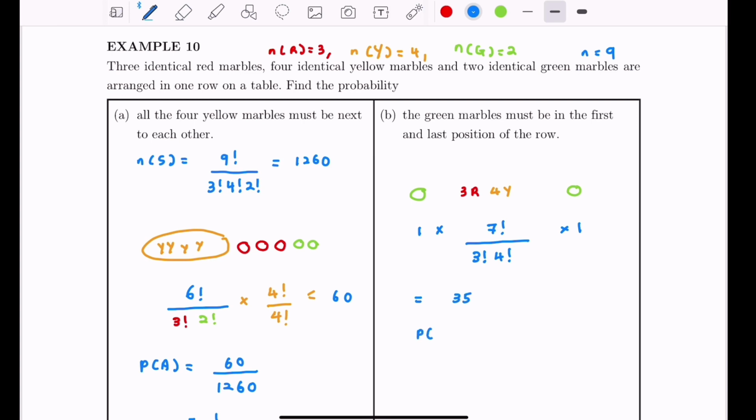So probability of green marbles in the first and last position of the row equals to 35 divided by the number of sample space, which is 1260. This can be simplified as 1 over 36.